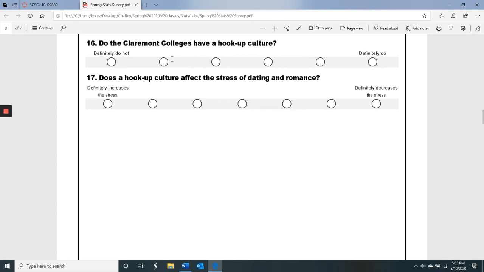16. Does Claremont colleges have a hookup culture from definitely no to definitely yes? So it's this Likert scale. And we're going to assume that these gradients are approximating interval. Same thing for 17. So does it increase the stress? Yes, it increases the stress, to no, it doesn't. So there's an assumption of equal intervals here, so it approximates the interval level measurement.